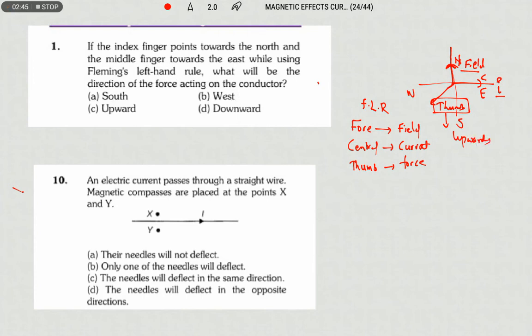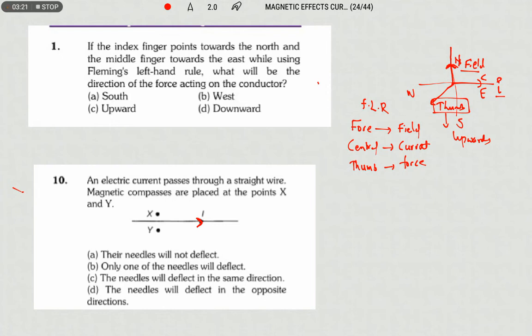Okay, right, now let us take the second one. An electric current passes through a straight wire. Magnetic compasses are placed at the points X and Y. Their needles will not deflect; only one of the needles will deflect; the needles will deflect in the same direction; the needles will deflect in opposite directions. So here the current is passing through the conductor, so a magnetic field develops around the current carrying conductor according to Oersted's experiments. So what are the options given here?